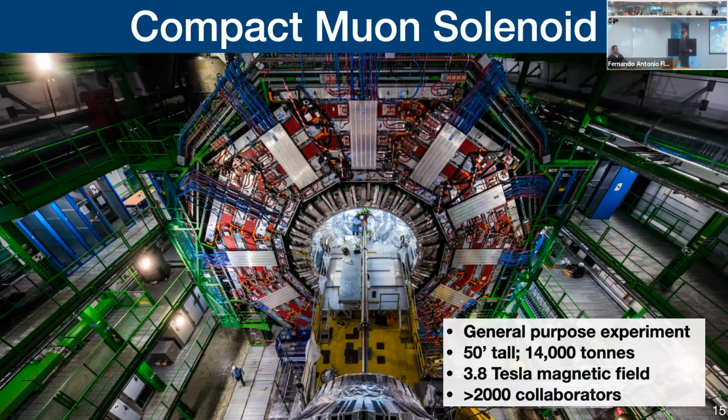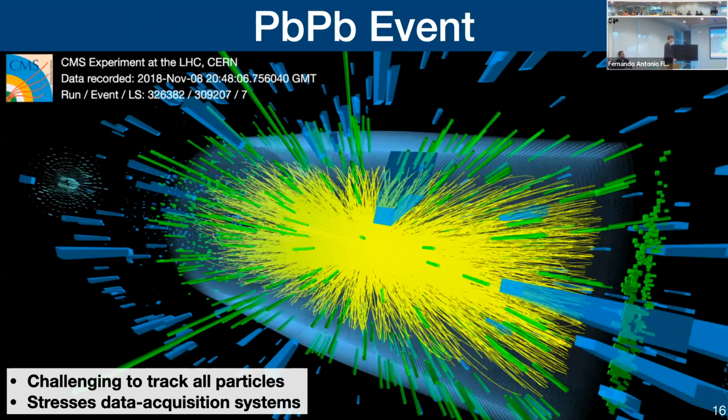And it has around 2,000 collaborators like myself who work to make sure everything operates correctly. Here's an example of a lead-lead collision in CMS. This is data. And as you can see from this big blob of particles, it's very challenging to follow the individual trajectories of every single line in these high occupancy events.